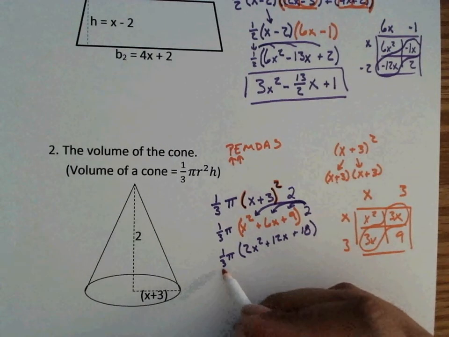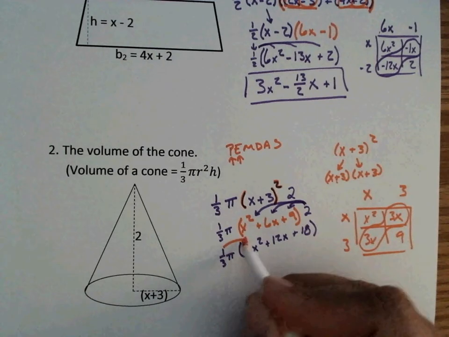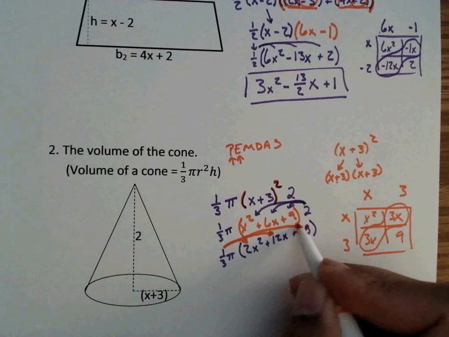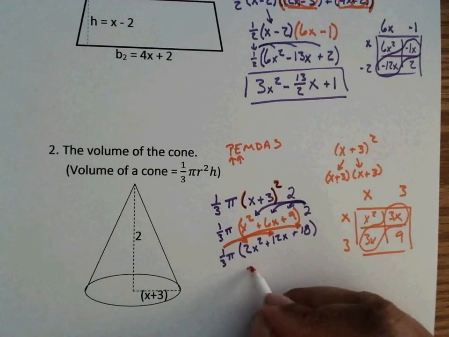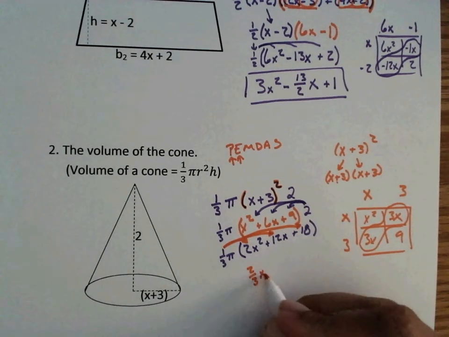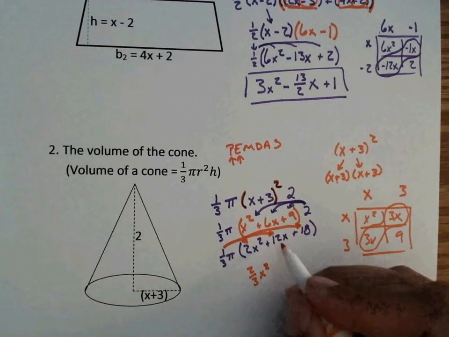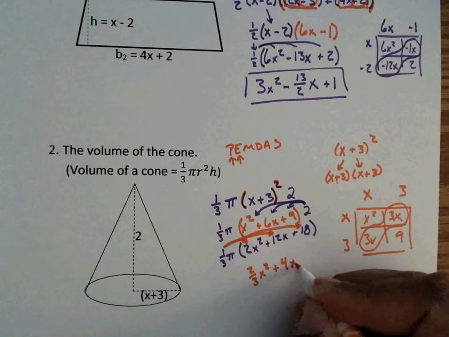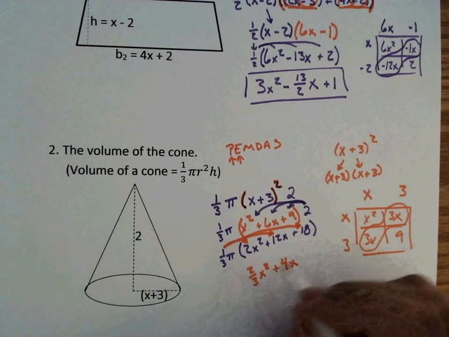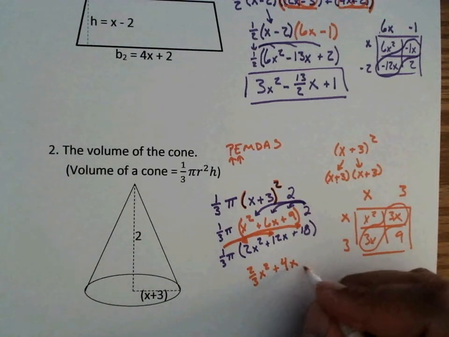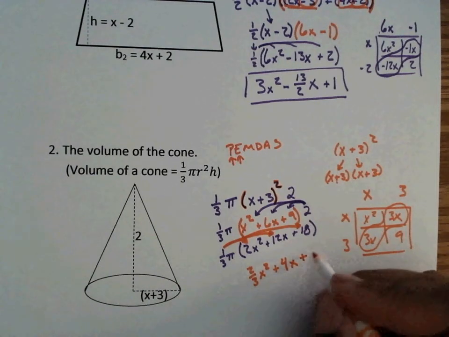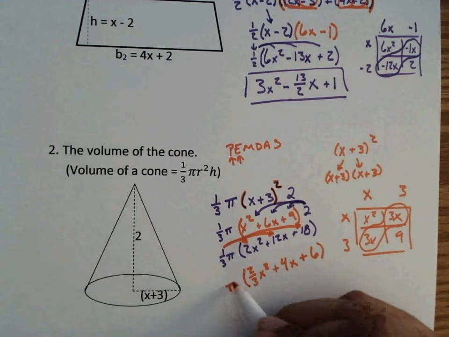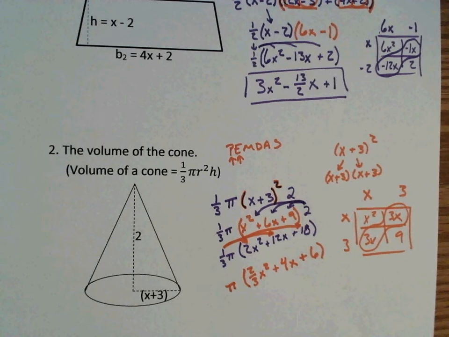So let's go to multiply everything by the number first. I'm just going to multiply by the 1/3. So I'm going to multiply that by 1/3, this by 1/3, and that by 1/3. So we get 2/3 x squared. 12 times 1/3 is 4, so we get 4x. 18 times 1/3 is going to give us 6. And so now we just have the pi.